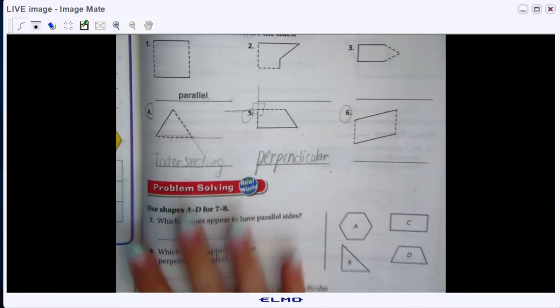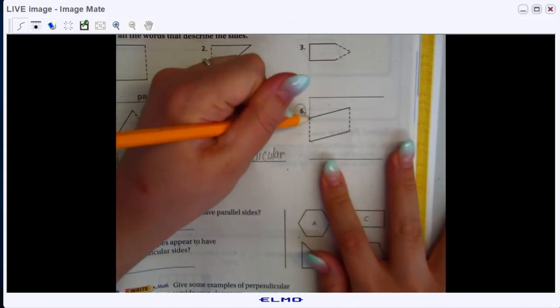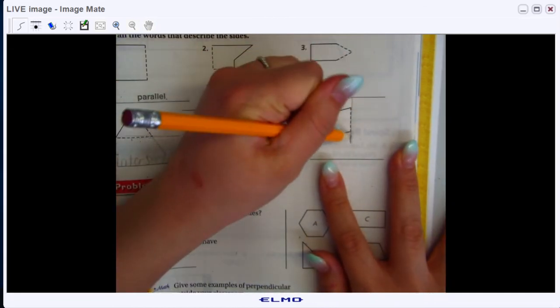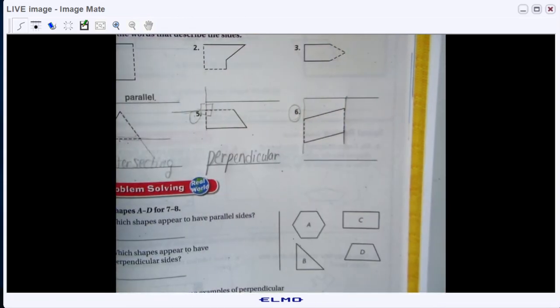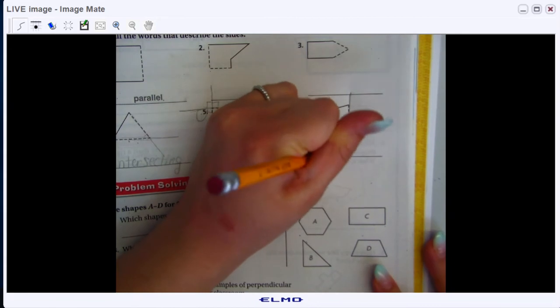Lastly, this shape here, we have this dotted line and this dotted line. These lines, if they were to keep going, would never, ever cross. So we're going to call this a parallel line.